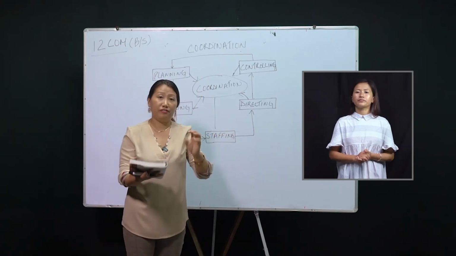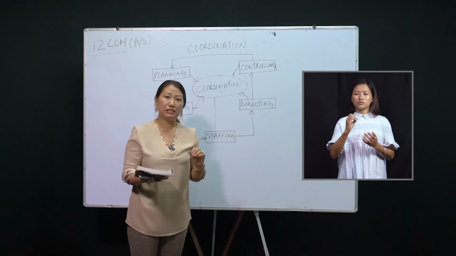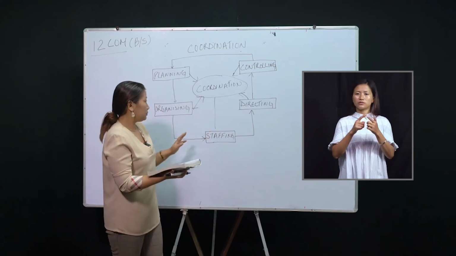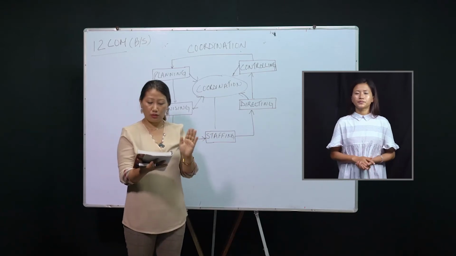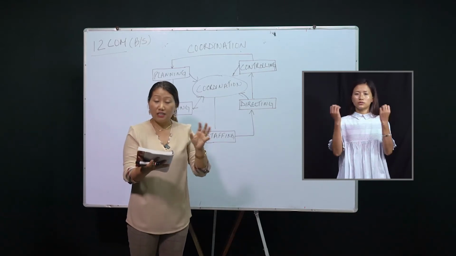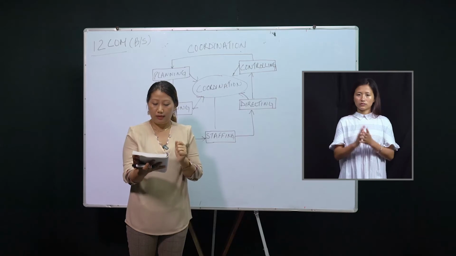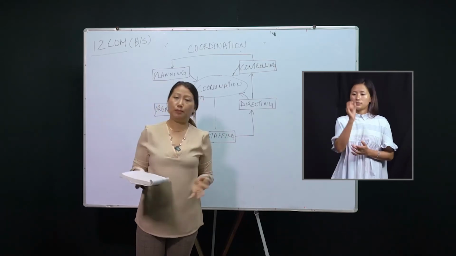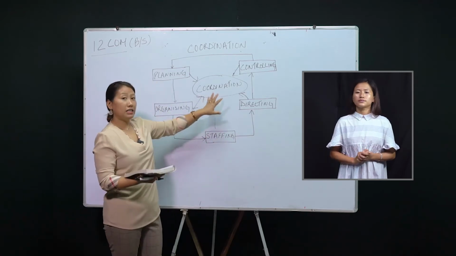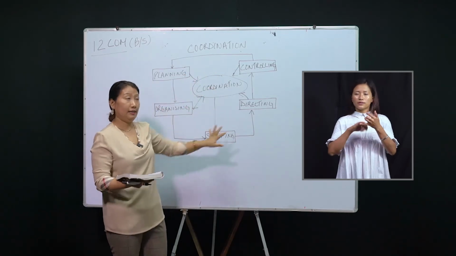Coordination is all pervasive. Coordination is present everywhere. Coordination is present in all the functions of management. All the activities of an organization are interrelated and interdependent, and thus coordination is required at all levels and in all departments. So coordination is pervasive. That means it is present everywhere.